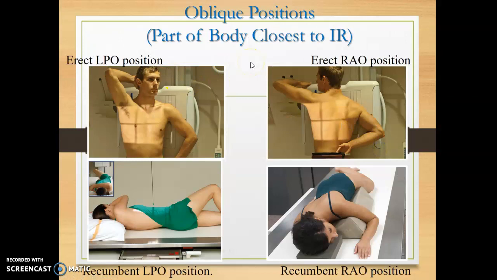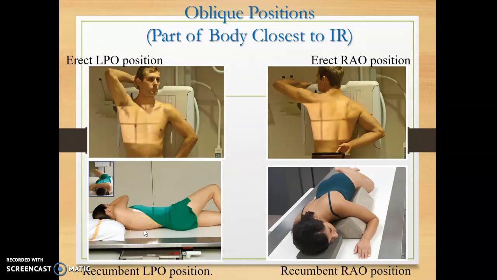Obliques. These are always fun to understand, all right? So obliques are always termed by what body part is closest to the IR. It's either going to be a posterior oblique or an anterior oblique. You've got two options, so knowing your posterior and anterior body portions is important. This gentleman up here in the corner, the posterior part of his body is touching the imaging plate. Which side is closer? His left. This is an LPO, left posterior oblique, and he's erect.